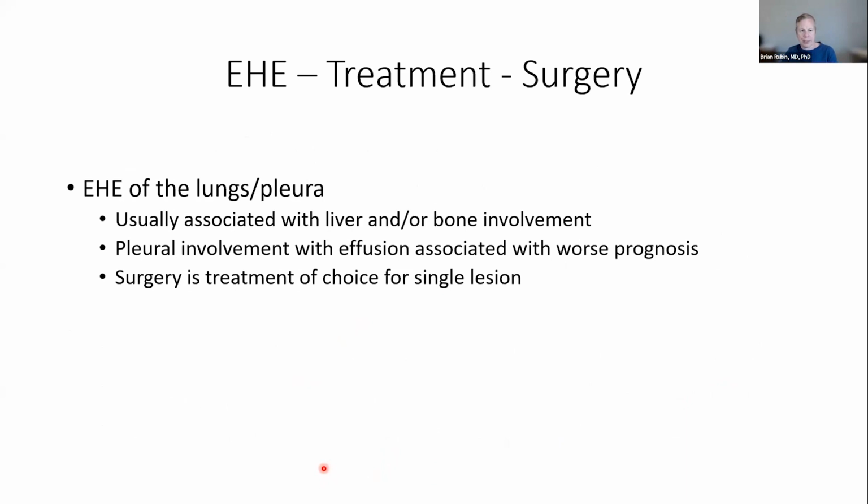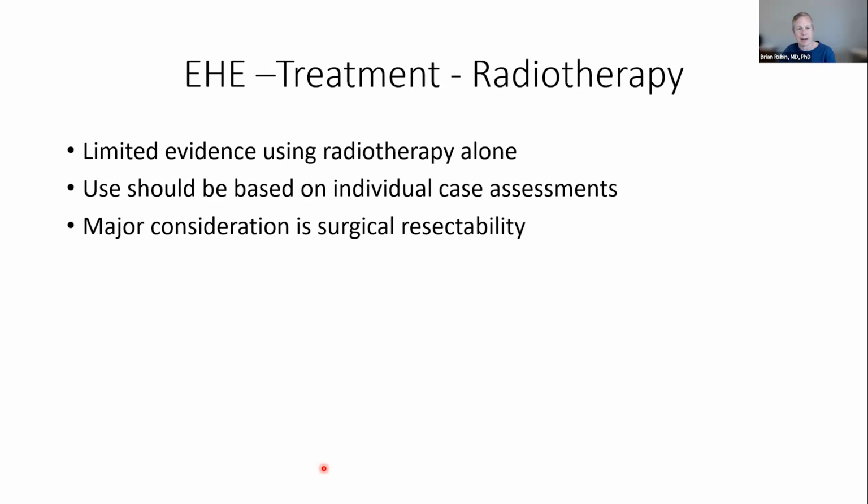And then just in terms of EHE of the lung, which is the second most common anatomic site, it usually is associated with more systemic disease. And then pleural effusion, or pleural involvement with effusion, as we've mentioned a bunch, is associated with a worse prognosis. Surgery would be the treatment of choice for a single lesion, but if you have more than one lesion, you really got to talk about it.